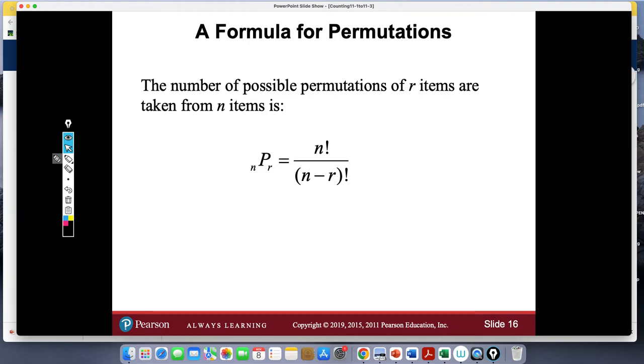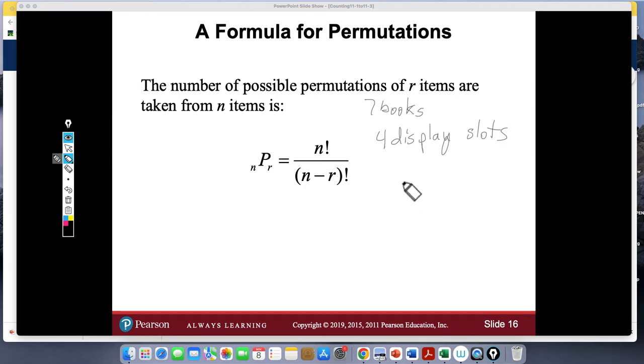This is our permutation formula. And again, this is embedded in the calculator, so we're not going to have to use it. This is when we have a question like, I've got 7 books, but I want to put them on display, and I've only got 4 display places. Display slots.